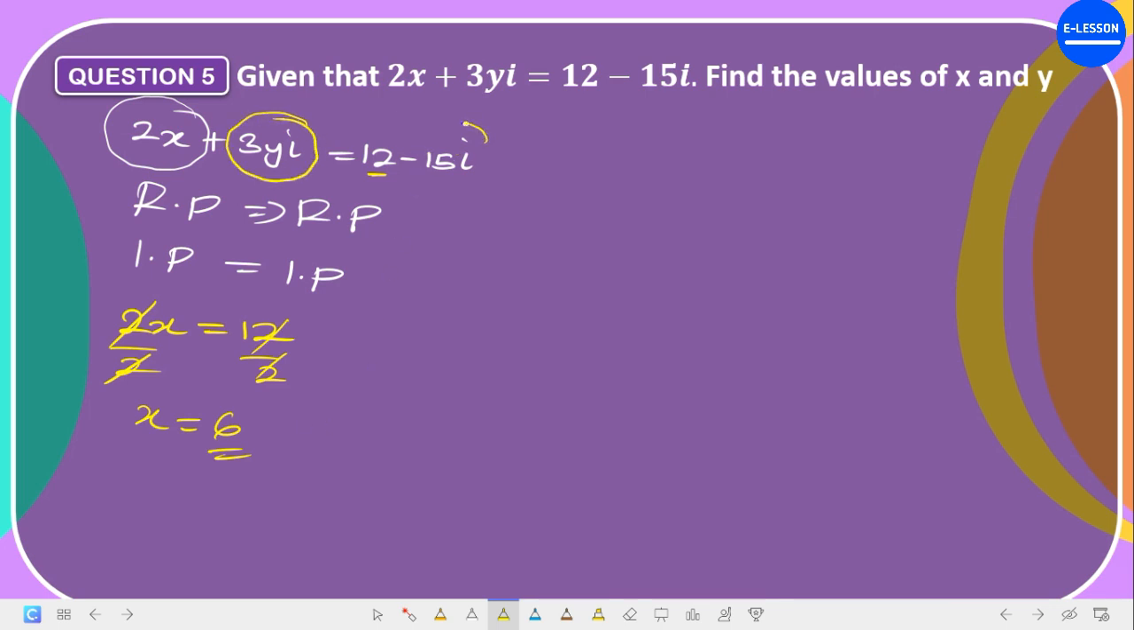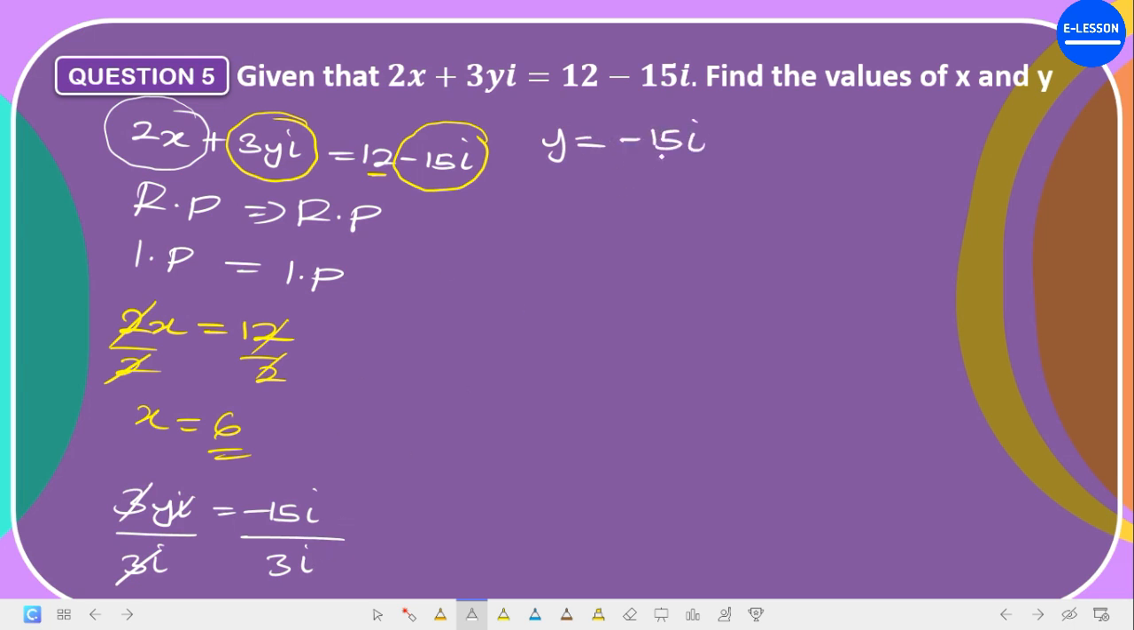So equate the imaginary part to the imaginary part of this side. The imaginary part here is 3yi, which equals minus 15i. Now to get y, what do we do? Divide both sides by 3i. The 3i cancels the 3i from here, so you have y equals minus 15i divided by 3i.